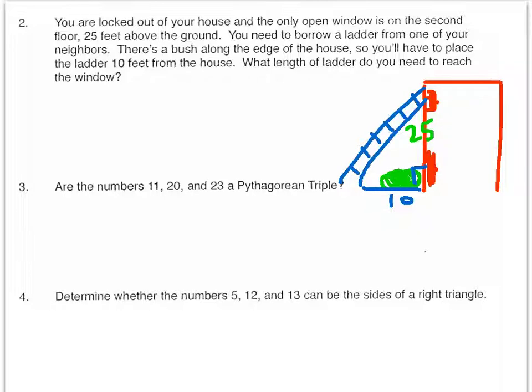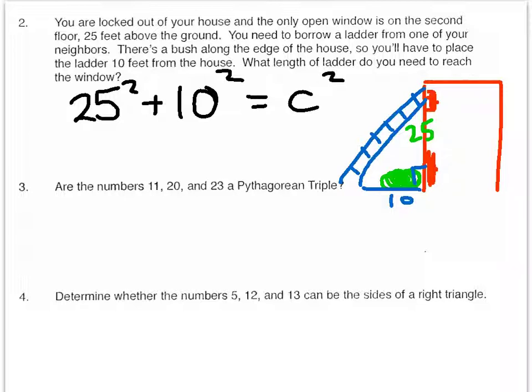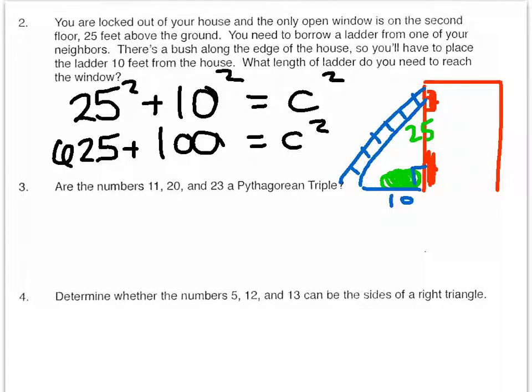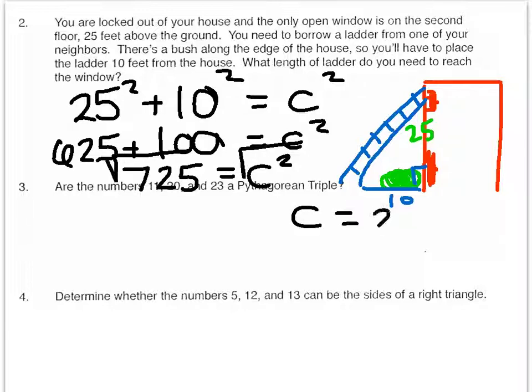All right, the two legs are 25 and 10. They meet at the right angle. So simply we've got 25 squared plus 10 squared equals our ladder, which is the hypotenuse, squared. 25 squared is what? Square them, you get 625 plus 100, which is 725. And then what do I do with 725 to get c? You square root it. And what is the square root of 725? It is 26.9. So 27. 26.9 feet. We'll go to the nearest tenth.